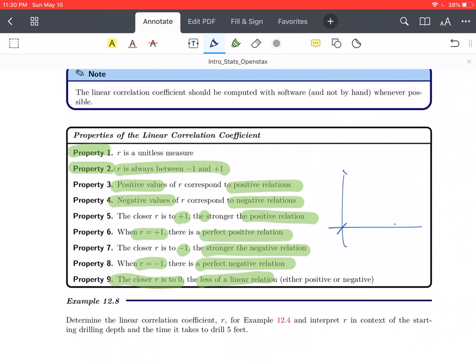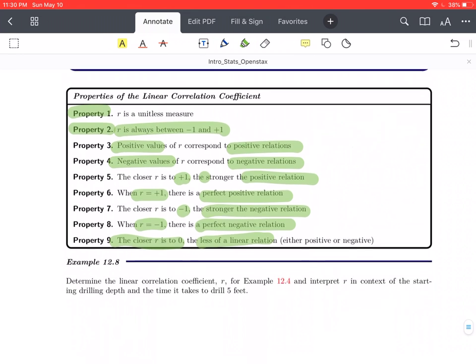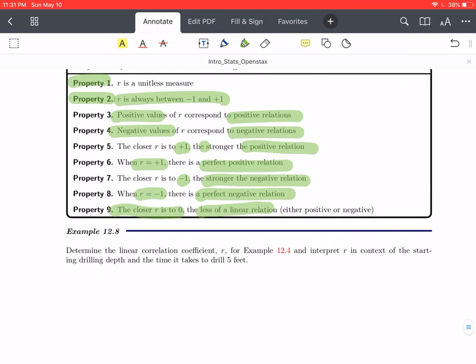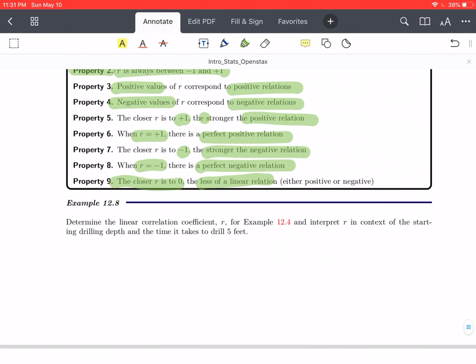But if I drew something like this, like I had earlier, kind of all over the place here, and I try to draw a line, that's going to have a value pretty close to 0 because there's very little correlation between those values. Okay. So determine, in this next example, the linear correlation coefficient and interpret that r in the context of the drilling depth and the time.